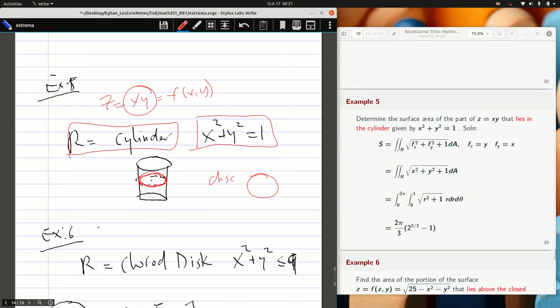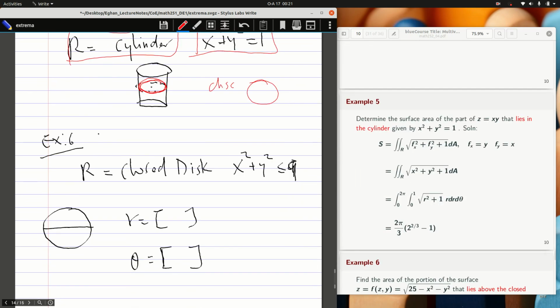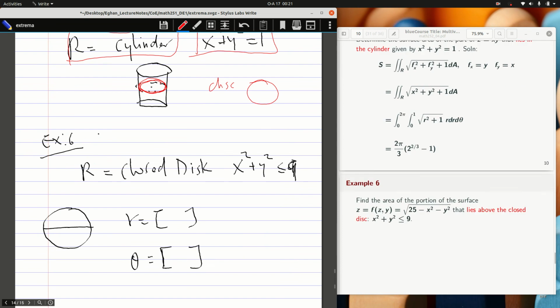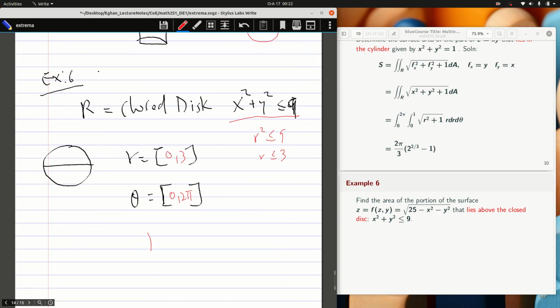Then example 6 also says that your region lies above the closed disc. It is simply given as this, so you know you're going to use polar. This is the same as r squared less than or equal to 9, so r is less than or equal to 3. It means r ranges from 0 to 3, and because it says closed disc, my theta is 0 to 2 pi. As simple as that. You must check the integrand. It must move from 25 minus x squared minus y squared to something else. And that is what you have to do.